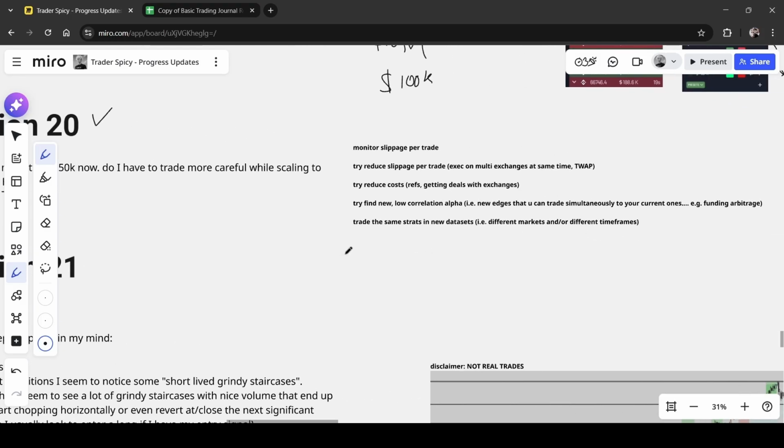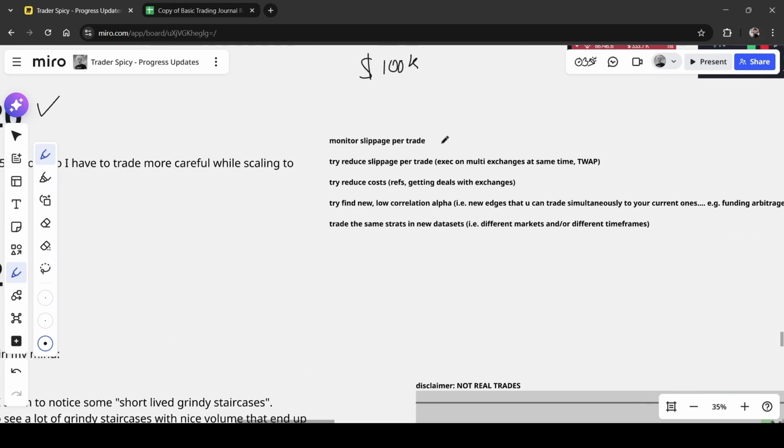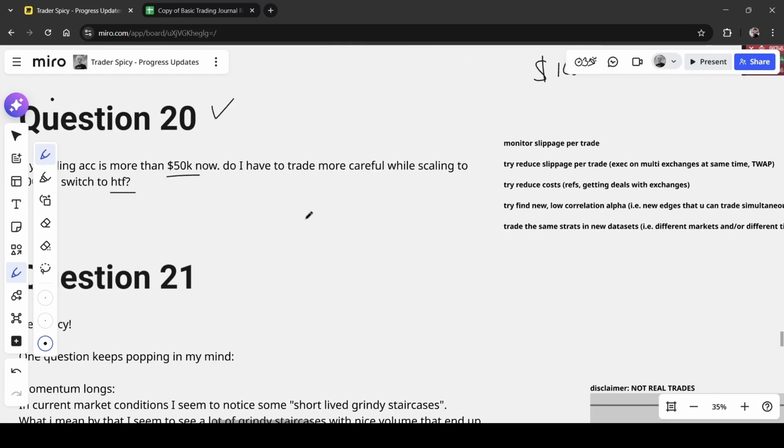Okay, so the first thing is you're going to have to monitor your slippage per trade. When you're trading with a 50K size, and if you're on the 1 minute time frame, you might start getting hit by slippage a little bit more frequently than if you were at 20K size before. So you're going to have to start monitoring your slippage per trade.